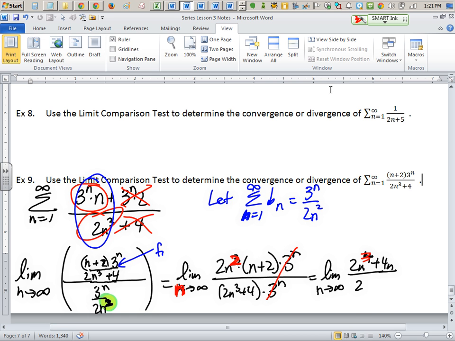Yes, so I get (2n^3 + 4n^2) over (2n^3 + 4). This is an easy limit. Just look at the degrees. It's basically 2n cubed over 2n cubed. What does this come out to?